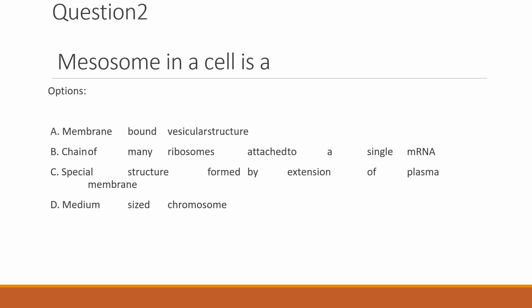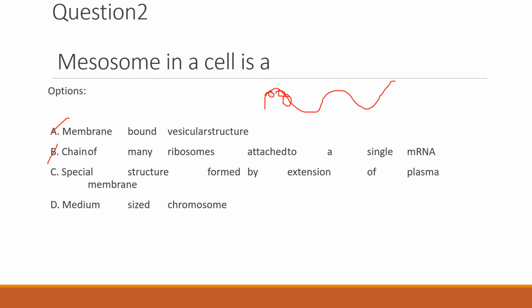Second question is, mesosome in a cell is a membrane-bound vesicular structure. No. Chain of many ribosomes attached to a single mRNA. What is this? Chain of many ribosomes attached to a single mRNA is polyribosome. That is, this is mRNA and ribosome is attached to this. It's known as polyribosomes. So it's not the answer.